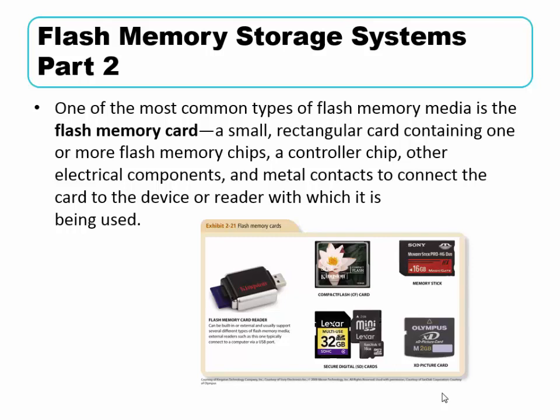One of the most common types of flash memory media is the flash memory card, a small rectangular card containing one or more flash memory chips, a controller chip, other electrical components, and metal contacts to connect the card to the device or reader with which it is being used. Flash memory cards are available in a variety of formats. These formats are not interchangeable, so the type of flash memory card used on the device is determined by the type of flash media card that the device can accept. Flash memory cards are the most common type of storage media for digital cameras, portable digital media players, mobile phones, and other portable devices.